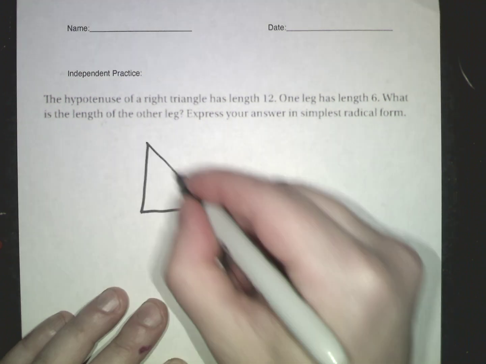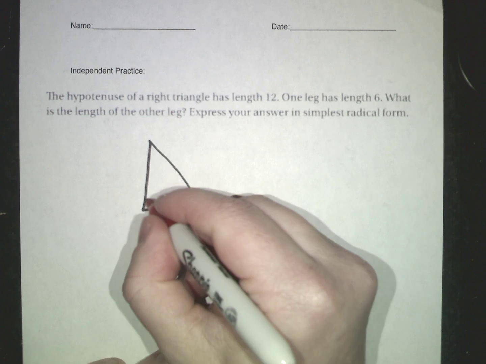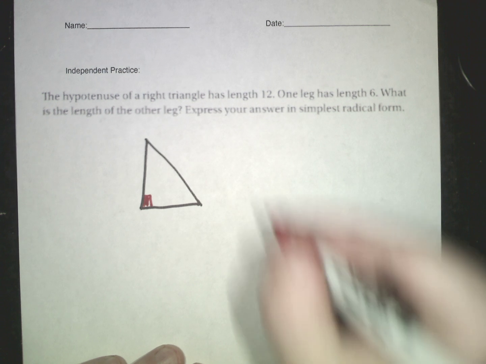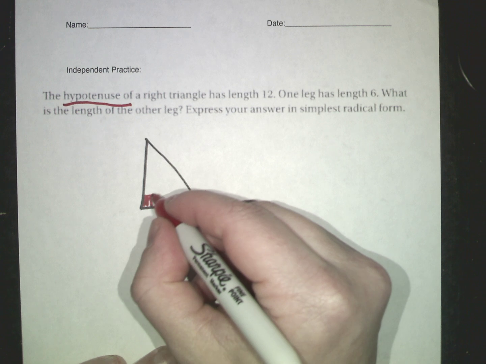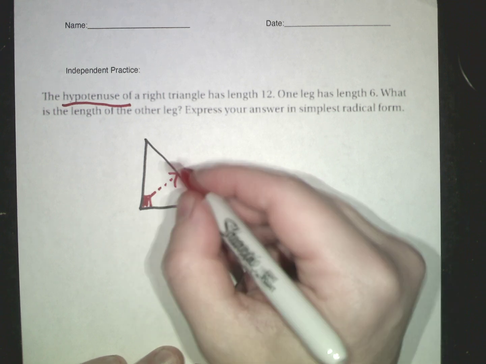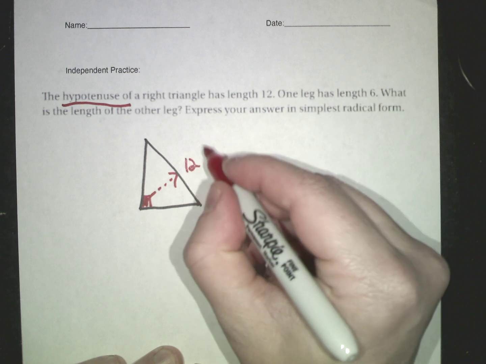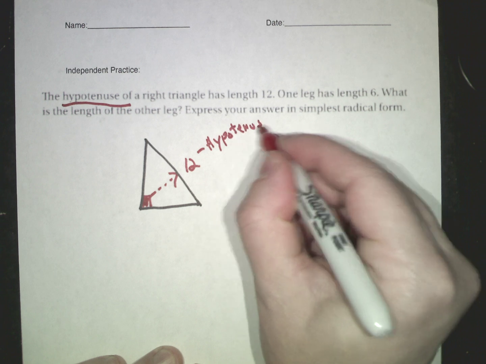It's a right triangle. Remember, it can be drawn any number of ways. But because I know it's a right triangle, it's got to have a right angle in it. So we got to draw that little box over there. Now, again, from the last lesson, the hypotenuse is always the one that's across from the right angle. So this side is the one we call the hypotenuse. And that one has a length of 12. All right, hypotenuse. It's always the biggest side.